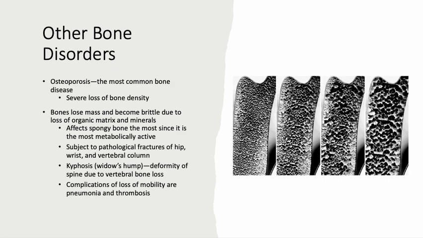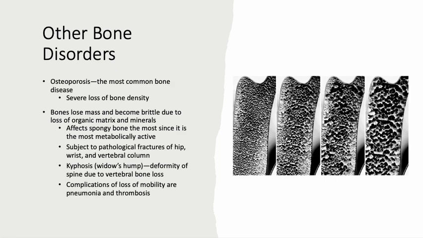So the bone loses mass and becomes really, really brittle due to the loss of organic matrix and minerals like calcium. This affects spongy bone the most, since it is the most metabolically active, the one that uses the most minerals. It makes people subject to pathological fractures, meaning fractures that just form for no reason. You don't have to fall and get hurt. You can get a stress fracture just because you turned or put too much weight on a bone and it fractured because it was so brittle.